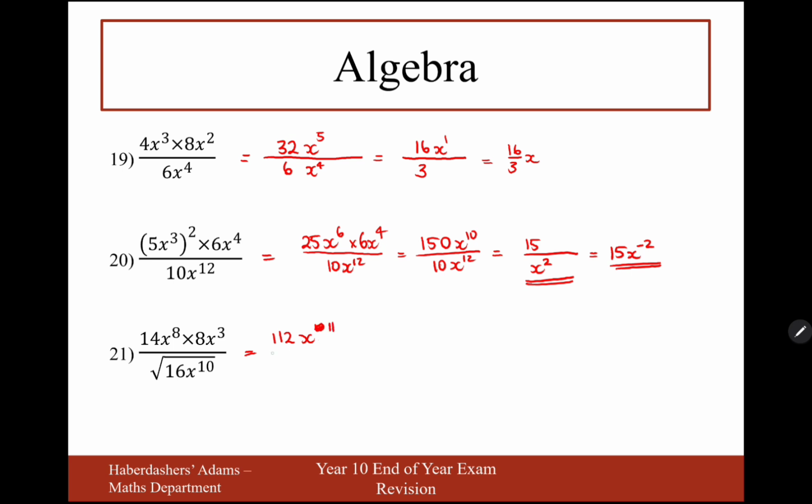x to the 11 divided by 4x to the 5. Because you square root the 16 and then you halve the 10 to a 5. Okay, 112 divided by 4, so 100 divided by 4 is 25. Got an extra 12 left, so that becomes 28. And then you subtract your indices from each other, and you get 6. So 28x to the 6 is the final answer.